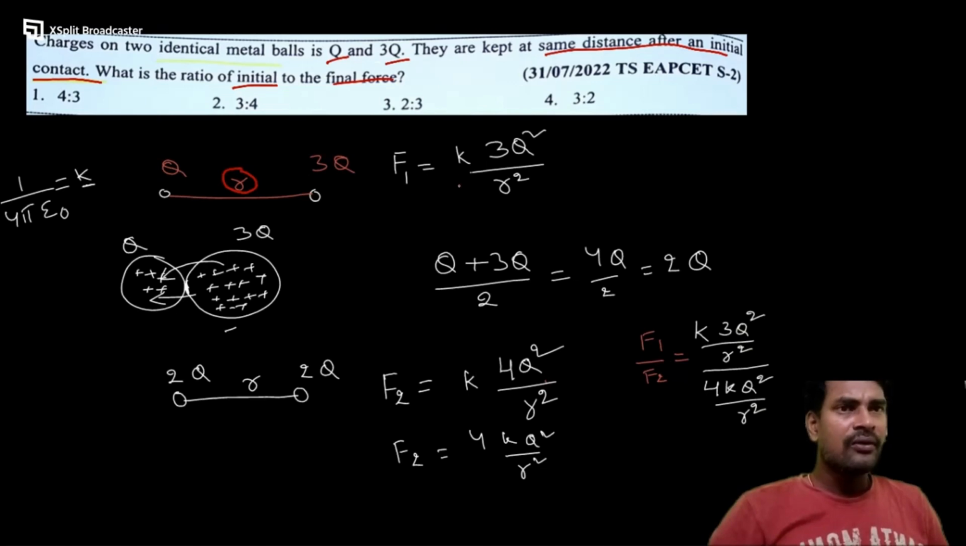Force is 1 by 4 pi epsilon naught into q into 3q by r square. Here 1 is constant, 4 pi is constant, epsilon naught is also a constant, it is not changing. So that's why I am taking 1 by 4 pi epsilon naught as k. Then F1 becomes k into q into 3q, that is 3q square divided by r square in the first case.